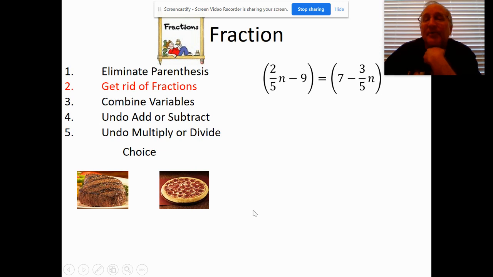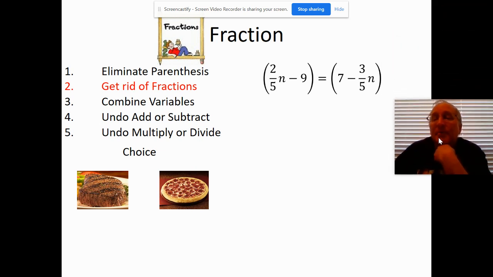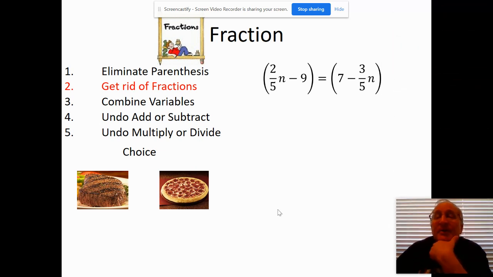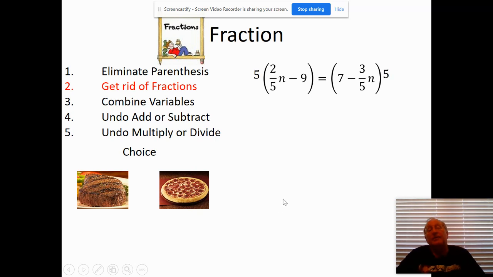Let's multiply everything by 5. Okay, I'm going to put those kind of in parentheses for a second. Now I'm going to multiply each side by 5. Now, this is a distributive property, so I'm taking all of these by 5, the whole left side by 5 and the whole right side by 5. And what's going to happen is you take 5 times the 2/5 n and the negative 9. Well, and this 5 will go times the 7 and the negative 3/5 n in.